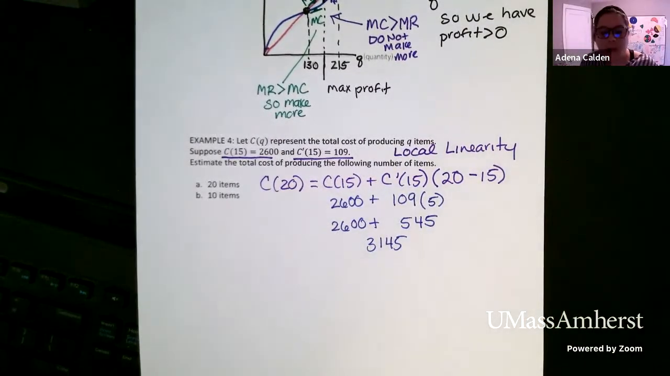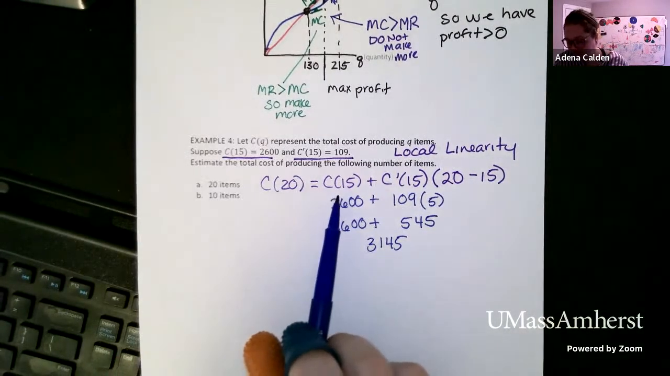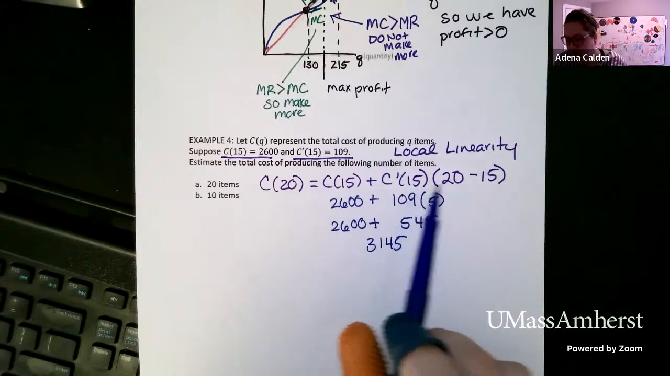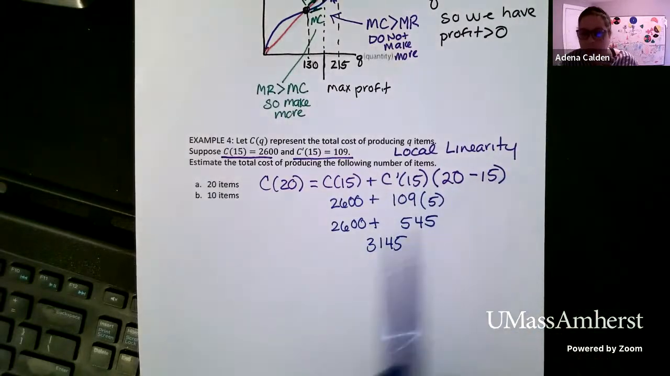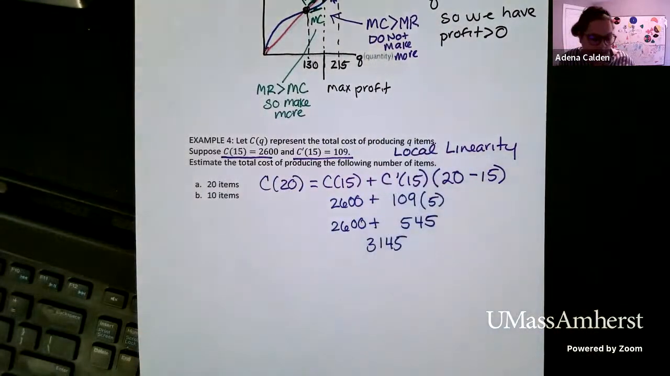3,145. Okay, so you can try the other one at home with 10. You'll have C of 10 equals C of 15 plus C prime of 15, and then 10 minus 15. So that'll be a negative calculation. But this one is local linearity.